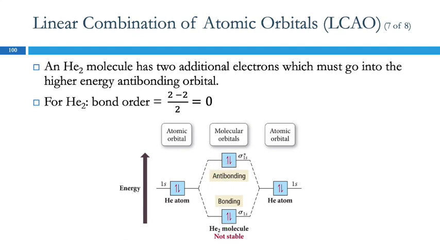So now when we calculate the bond order, it's the number that are bonding, 2, minus the anti-bonding, 2. 2 minus 2 is 0, and you divide that by 2, and you still have 0. And this bond order of 0 says this molecule should not exist. And it doesn't, because there is absolutely no benefit to helium to do this. So it just doesn't.